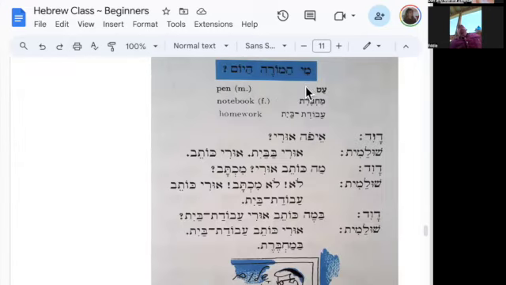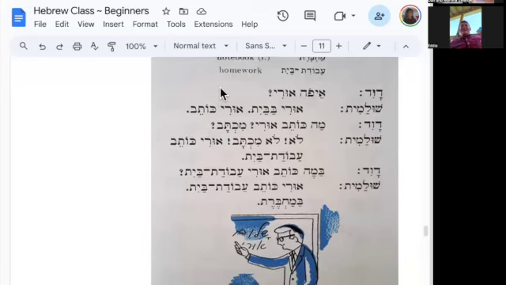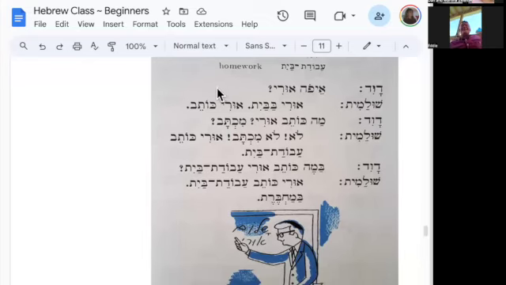Who is the teacher today? Eight is pen, and machberet, notebook, and avodat bayit. Homework. It could also be housework if you're cleaning the house. It's whatever work you have to do around the house. And biblical avodat is used for service, right? Avodah is work. If you work for someone else, then you service them.